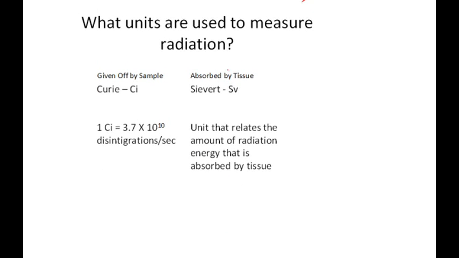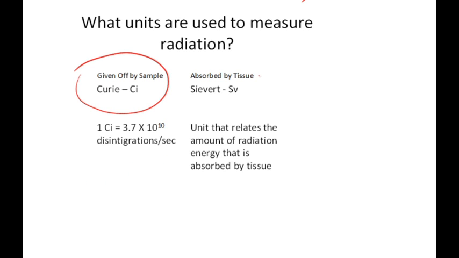So the types of units that are used to measure radiation, there's two different types of units. The Curie is the type of unit that's used to measure how much radiation is coming off of a radioactive sample. And 1 Curie equals 3.7 times 10 to the 10th disintegrations per second. So it doesn't matter whether it's alpha, beta, or gamma radiation, it's what's counted on a scintillation counter per second.